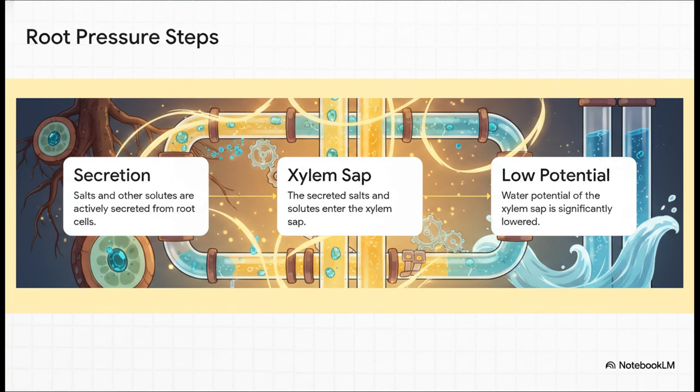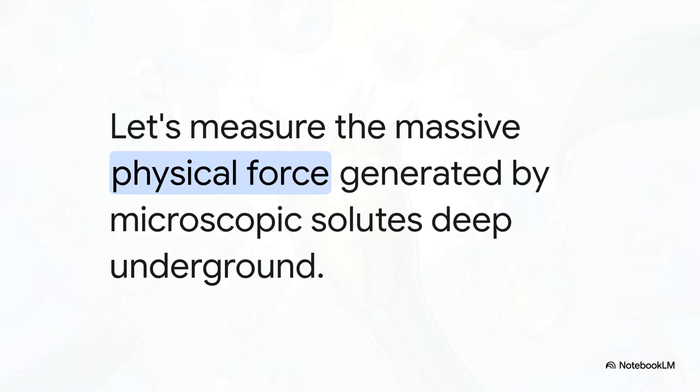First, the salts and solutes are actively secreted by the root cells. Second, they enter the xylem sap, the fluid inside the plant's transport tissue. And third, and this is the real trick, the presence of these solutes lowers the water potential of that xylem sap. By dropping that water potential, the plant fundamentally changes the physical dynamics inside the root. It actively pulls water in, creating this continuous mechanical upward push. Measuring the pressure, the sheer force generated.